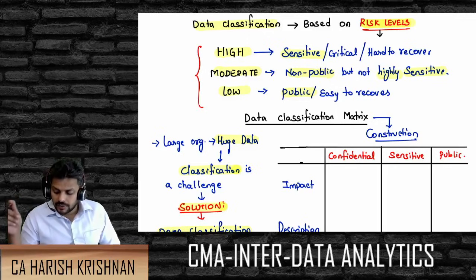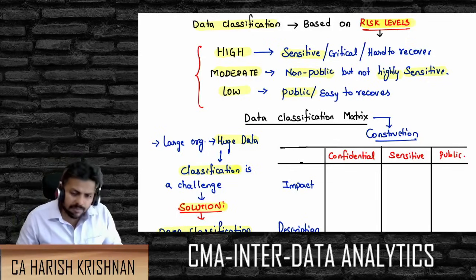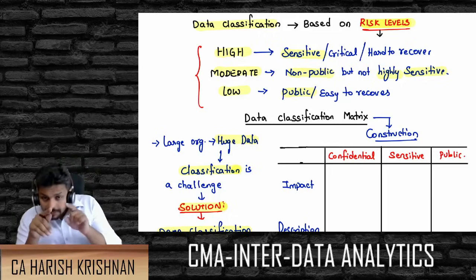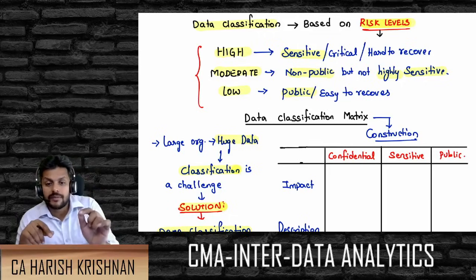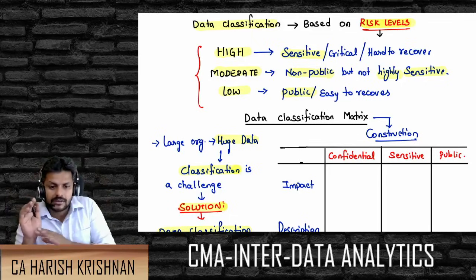Non-public but not highly sensitive. And lastly, something that you can give to the public is called low risk information, something like an annual report, which is very easy. Okay, so all of this, high, moderate, and low, are the classification. Then based on risk, confidential information, sensitive information, public information, like that we made three classifications.